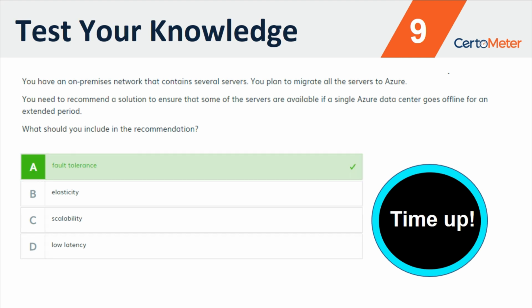Time's up. So the correct answer is fault tolerance. If you have selected fault tolerance, then you're on point, because what you have to identify from the question is that some of the servers are available if a single Azure data center goes offline. So the option is fault tolerance. For all of you who have selected the right answer, you have done a great job. And those who might have got a little bit confused, I want you to go back and revise the topic again so that we can move to the next topic.